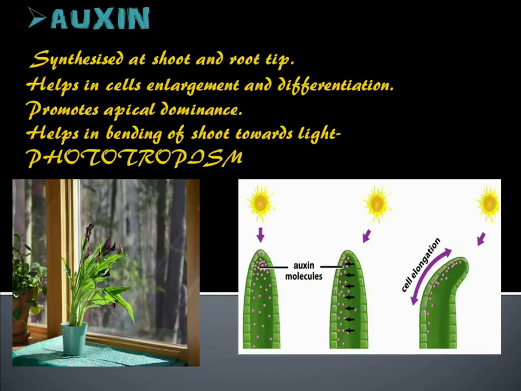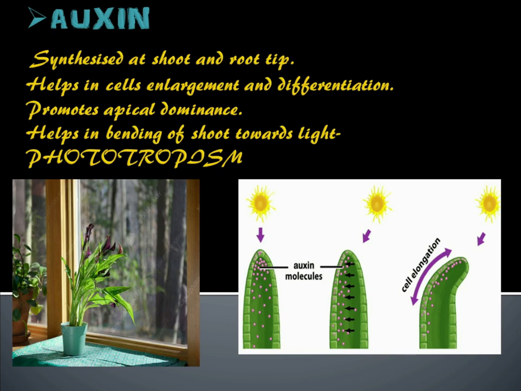Now let's see about the first plant hormone, auxin. Auxin is synthesized at the shoot and the root tip. Increased concentration of auxin is mainly seen at the shoot tip. Auxin helps in cell enlargement and differentiation. It also promotes apical dominance, which enables the apex part of the plant to grow longer. That is, because of auxin concentration at the shoot tip, the shoot grows longer in length.